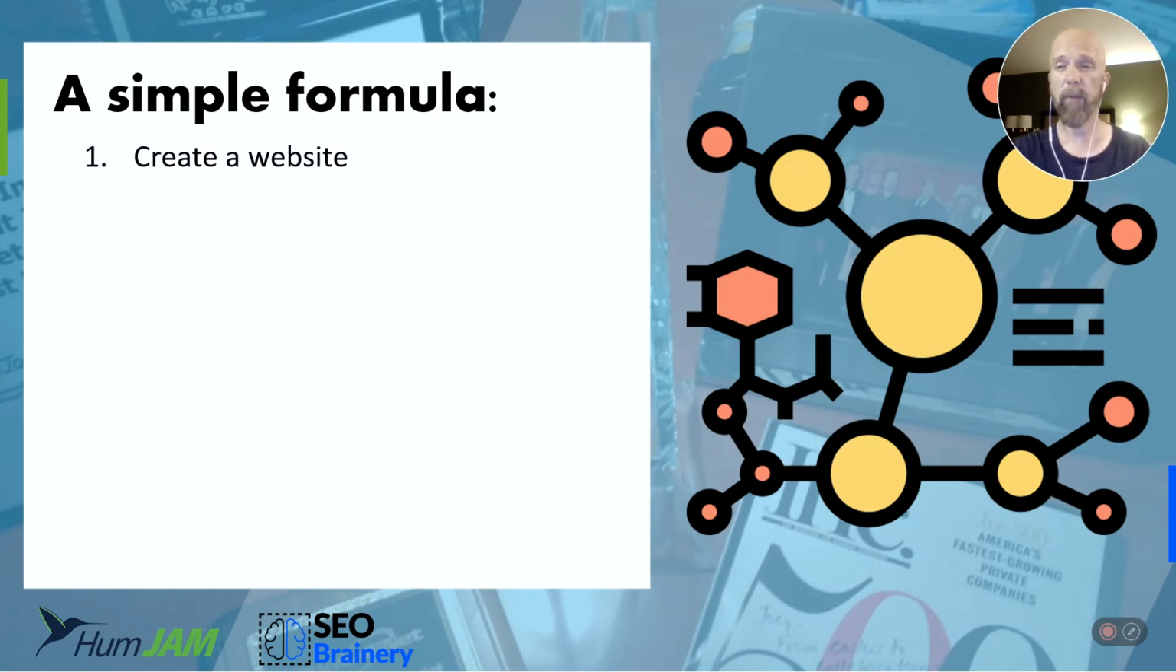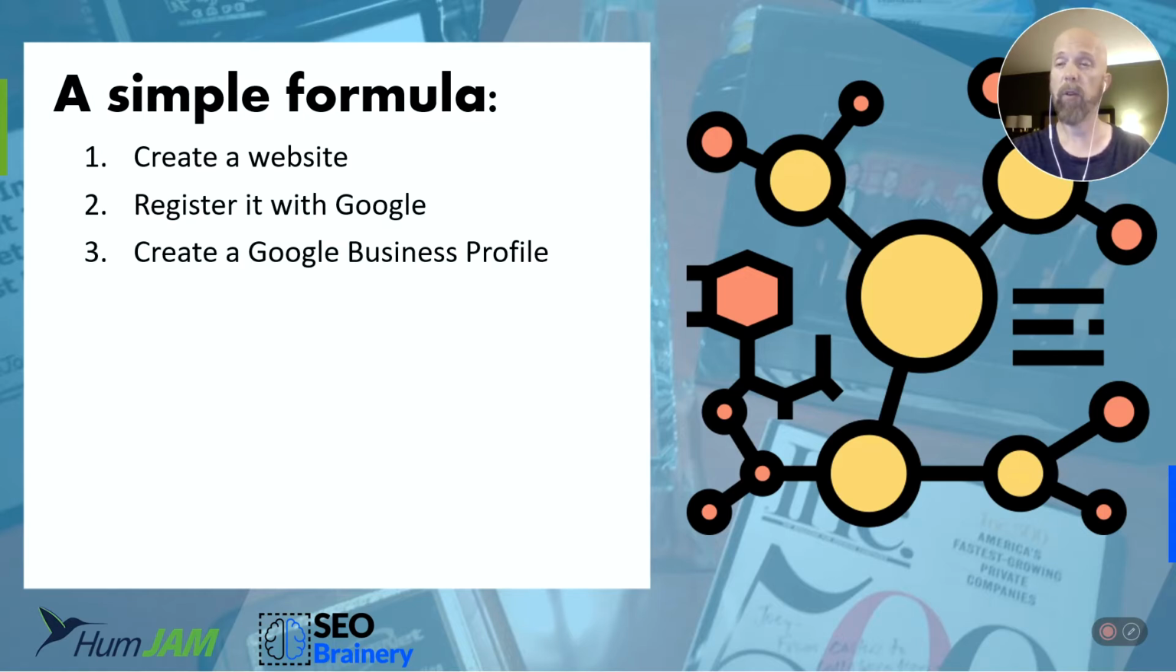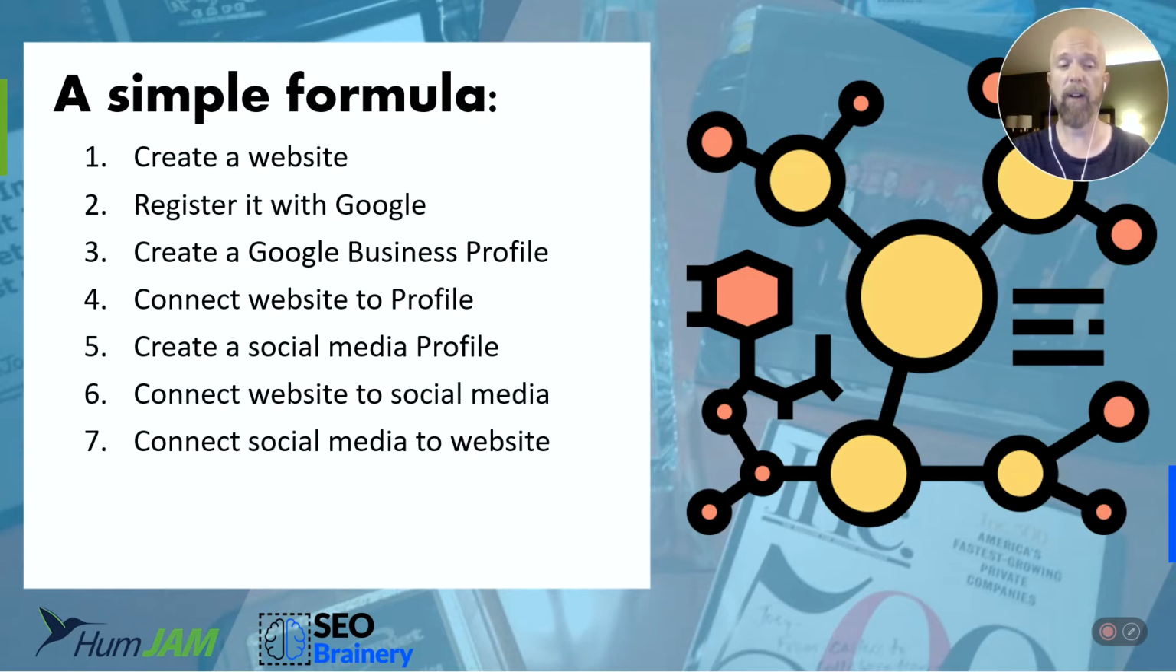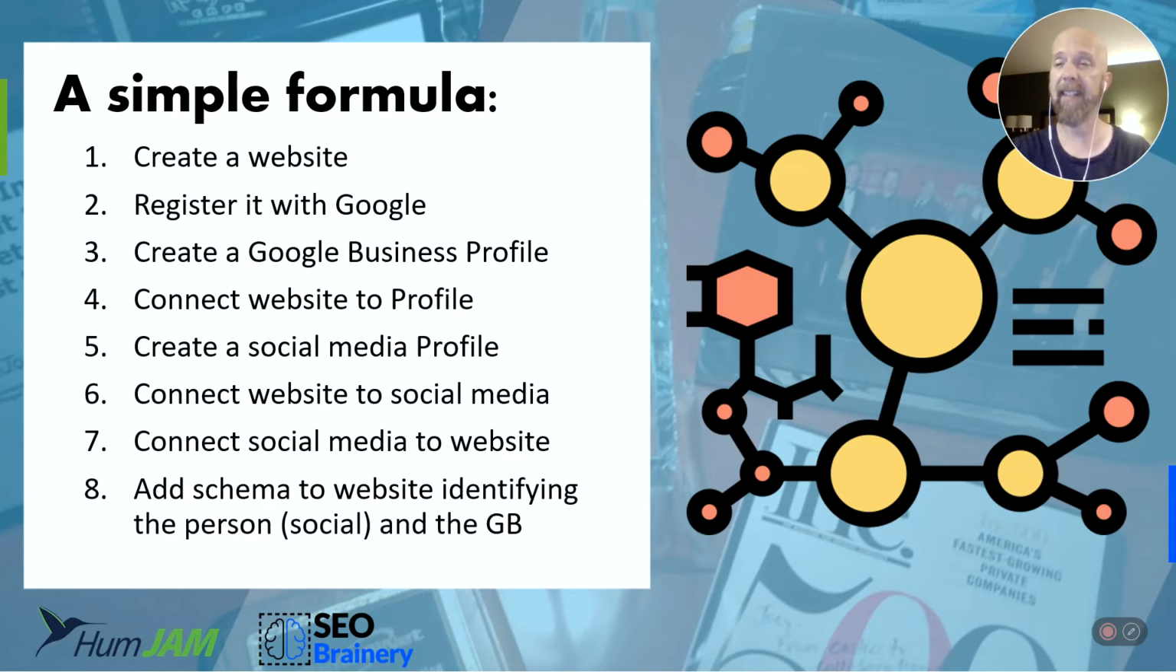And here's a simple formula. If you're wanting the simple thing, create a website, register it with Google, create a Google business profile, connect that website to the profile, create a social media profile, connect the website to the social media profile, connect the social media to the website, and add schema to the website identifying the person.